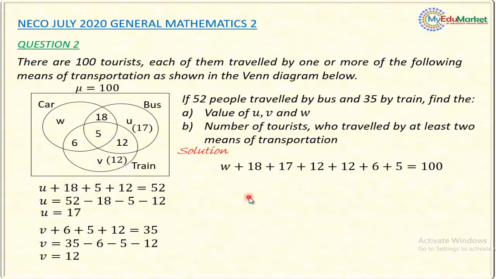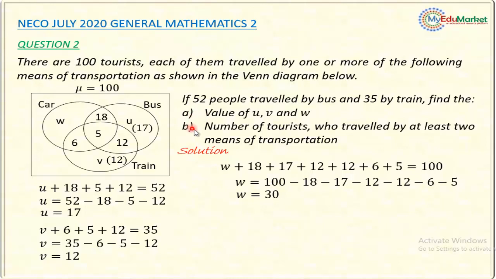So W is now going to be 100, subtract all those values. I shifted all those values to the right hand side, so that it becomes minus. So after subtracting 18, 17, 12, 12, 6 and 5 from 100, W is going to be 30. So W is now 30. That is those that traveled by car only. So question number A has been answered.